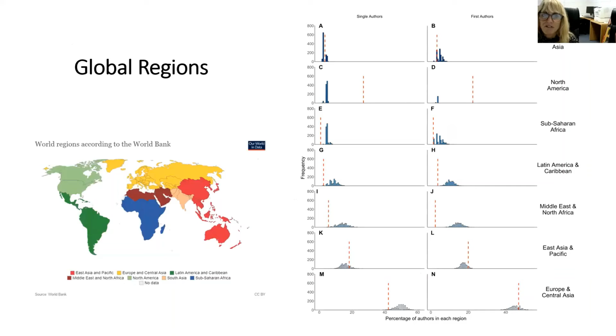This is a breakdown of the global regions using that World Bank category. And this shows the percentage of authors in each region. And so we can see that, again, North America is dominating a lot of the publications. And we have very few from Sub-Saharan Africa. And we have a variety from South Asia and the Middle East to North Africa, East Asia, and the Pacific.